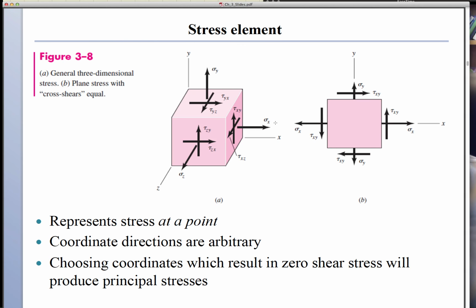This is a demonstration of the stress components.